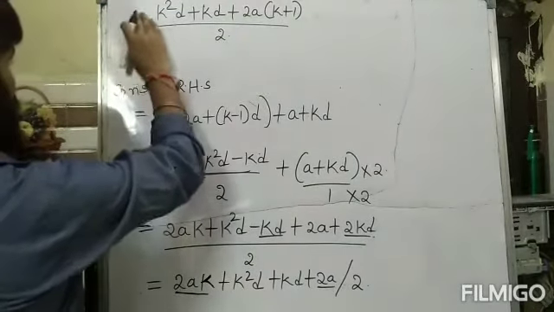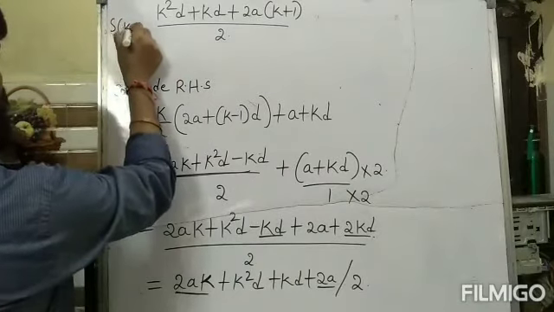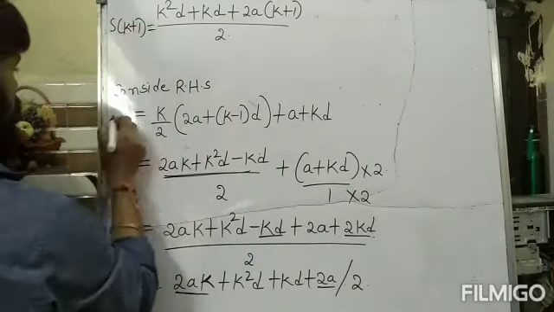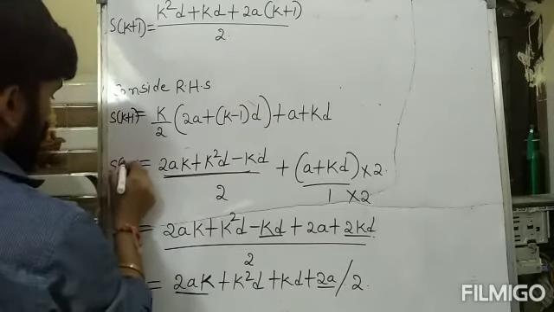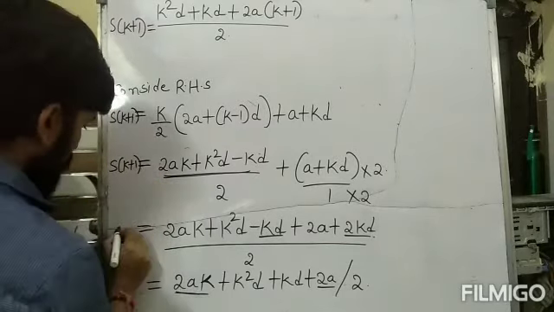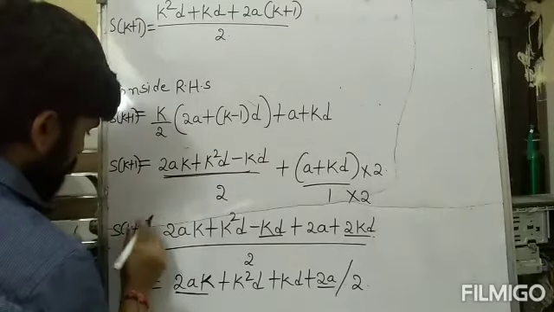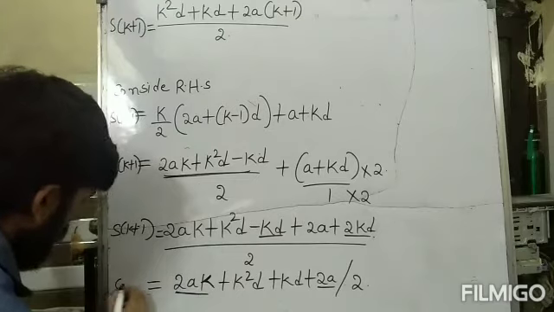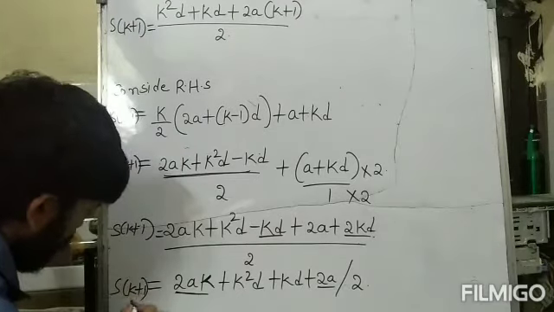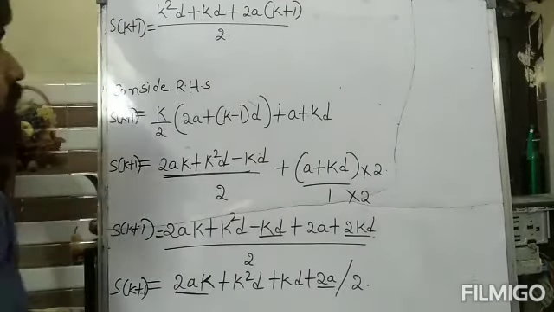This is S of k plus 1. All this is S of k plus 1 only. S of k plus 1 is the total.